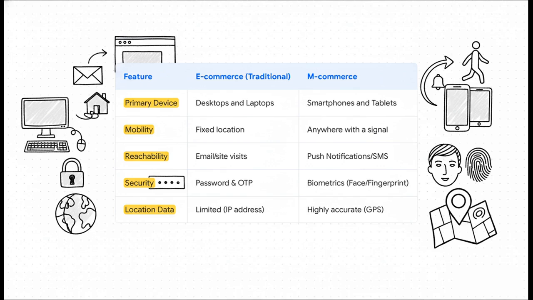But the real game changers, look at the bottom of this table. Security goes from fumbling with passwords to just looking at your phone. That alone makes buying things way easier. And location data? It goes from a vague guess based on an IP address to your exact spot on the planet, which allows for these super personal, in-the-moment offers. It's a huge shift from just passively browsing to actively engaging right where you are.